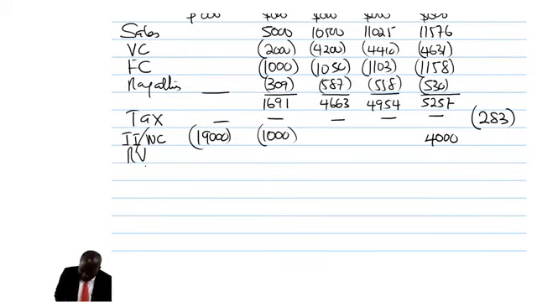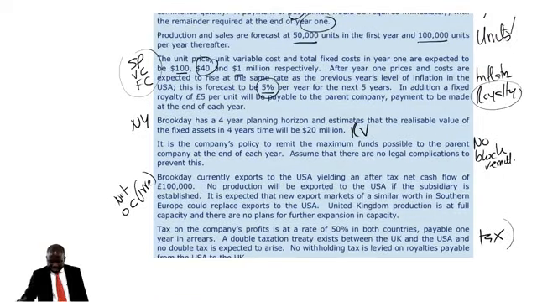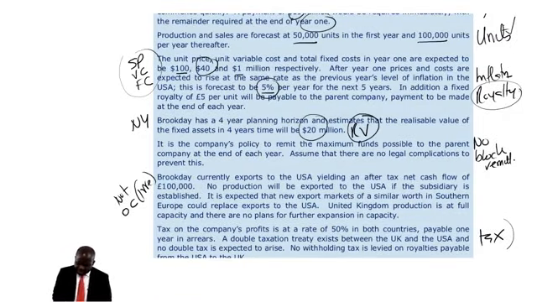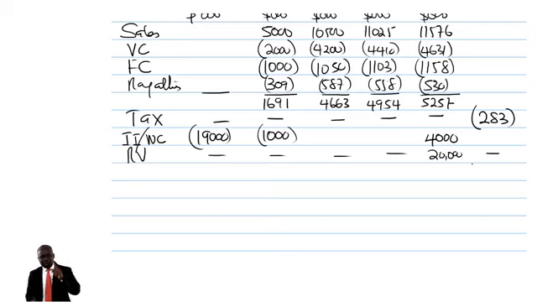Then what is the residual value? We go to the question, where did we indicate residual value? We indicated the residual value here. And they said they will sell it for 20 million at the end of the 4th year. So I will say residual value is going to be 20 million. And this is dash.